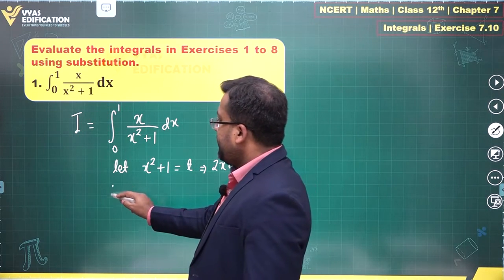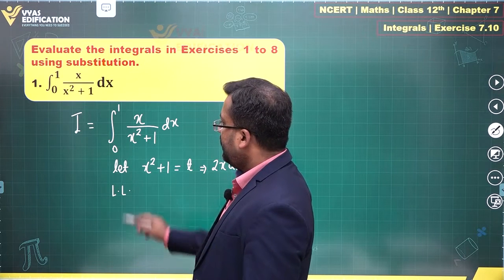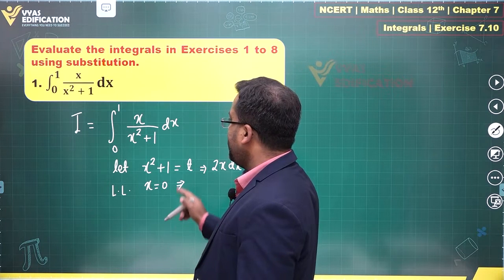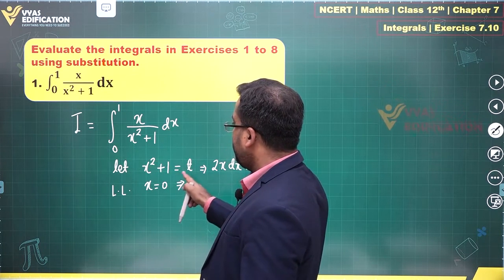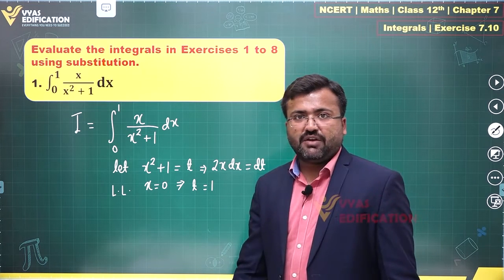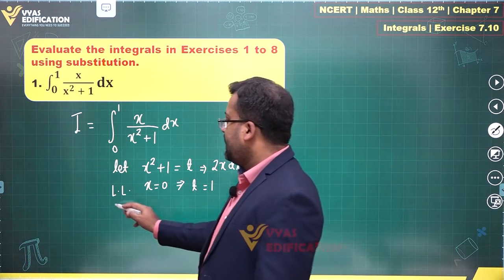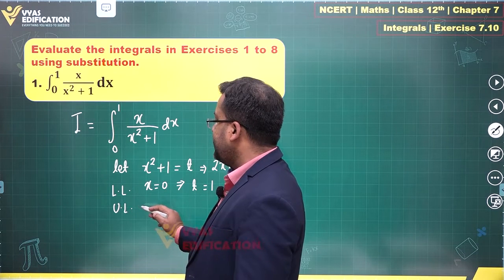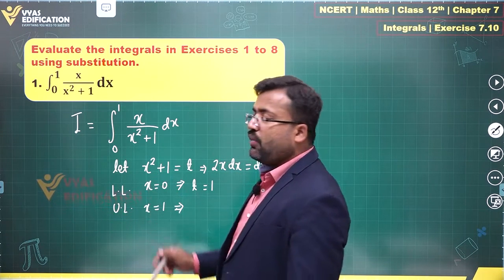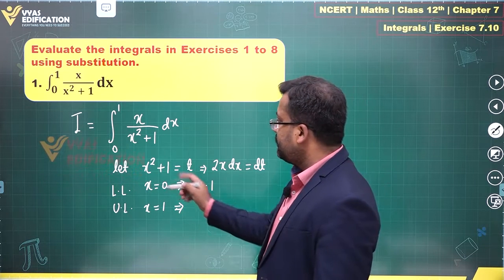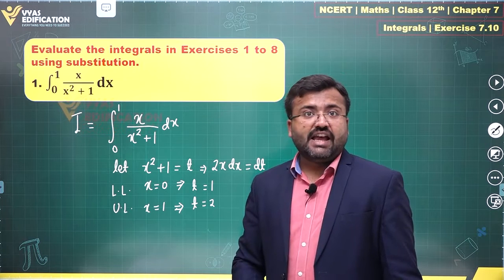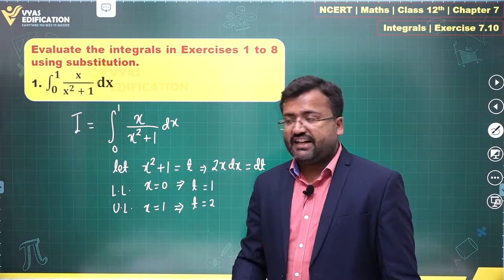What about the lower limit? Lower limit has x equal to 0. This tells me, if x is equal to 0, then t will be equal to 1. The upper limit of the integral is x equal to 1, and putting x equal to 1 will give me t equals 1 square plus 1, which implies t equals 2. That's the idea of substitution for definite integral.